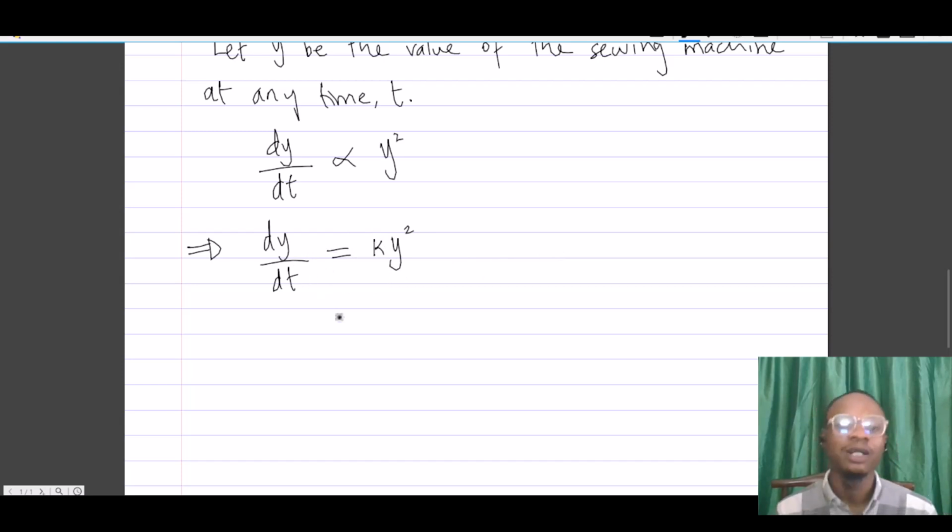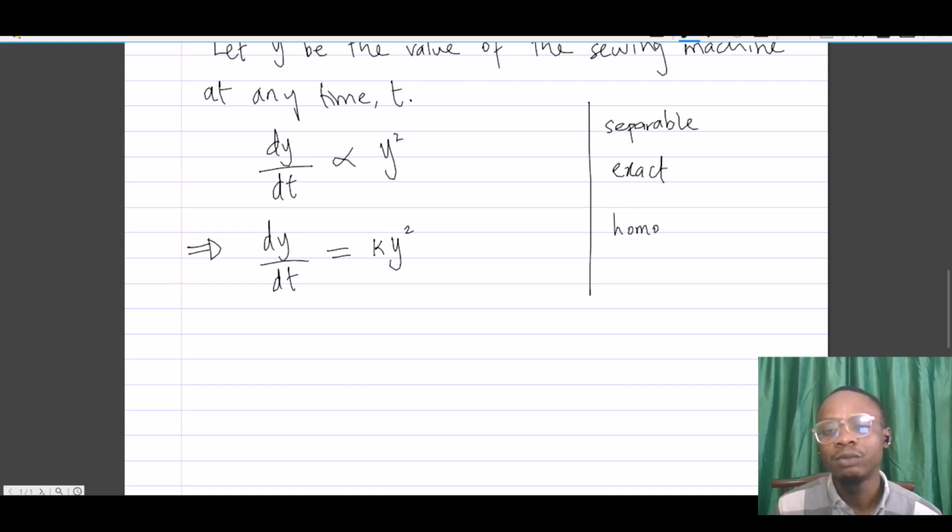And for us to do that, we ask ourselves, what kind of differential equation is this? Of course, we know it's a first order differential equation. What kind of first order differential equation is it? That will determine the solution method. And we've said that this should be the checklist. Check if it is separable. If it is not separable, check if it is an exact differential equation. If it is not exact, check if it is a homogeneous differential equation. If it is not homogeneous, check if it is a linear differential equation.